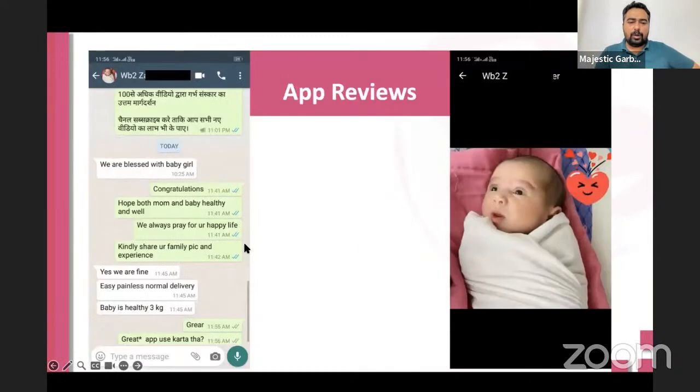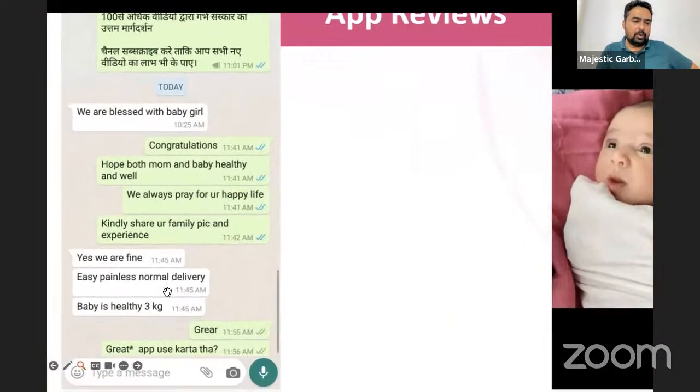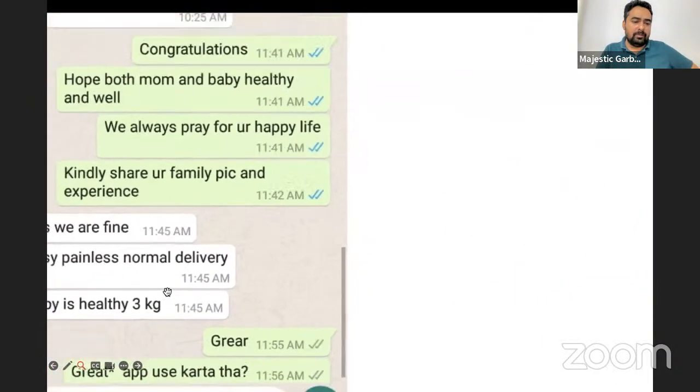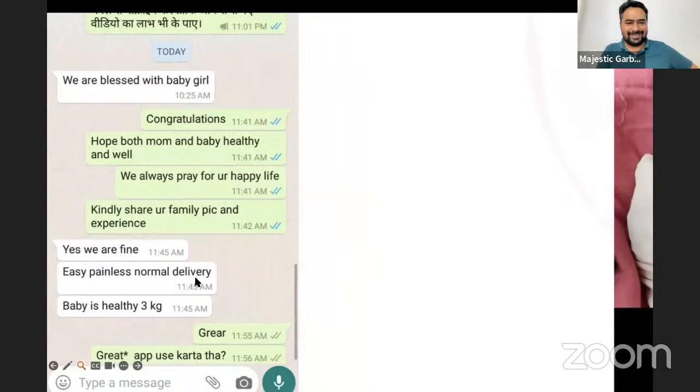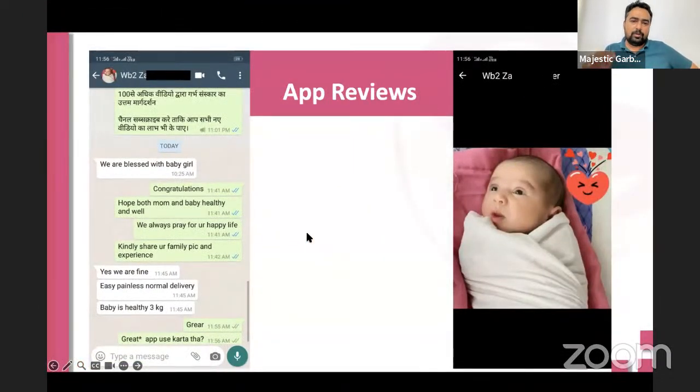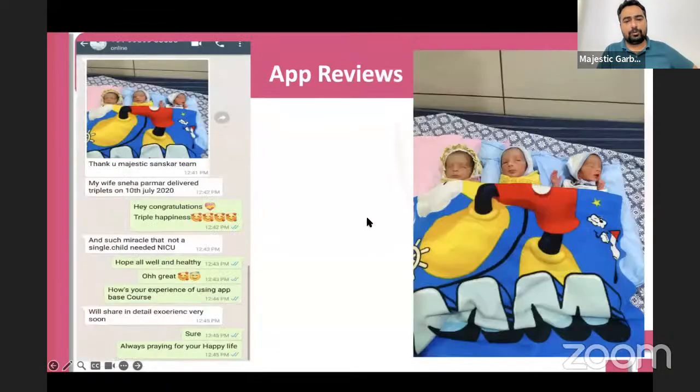These mothers have followed Garbh Sanskar on a daily basis, all those 12 activities. For example, over here, a mother is claiming she has gone through an easy, painless, normal delivery and delivered a healthy baby of 3 kg. How could one have a painless delivery? Is it possible? That too normal, because delivery is a painful process, right? But she was that positive by practicing all this activity. She felt like her delivery process was painless.